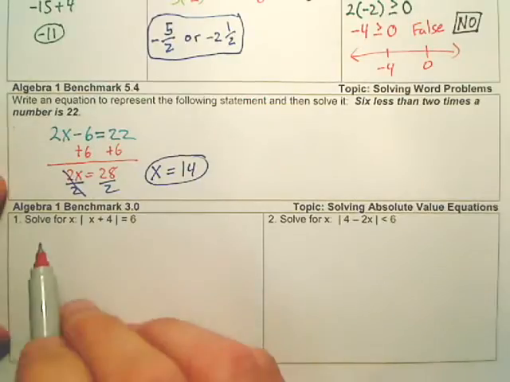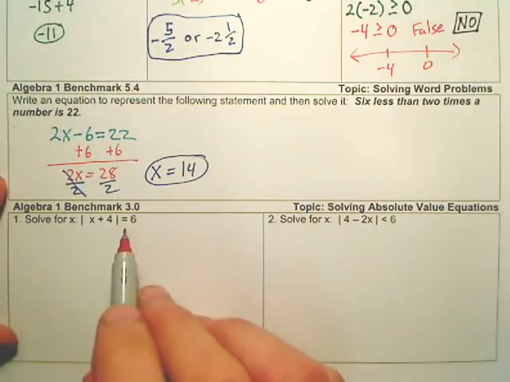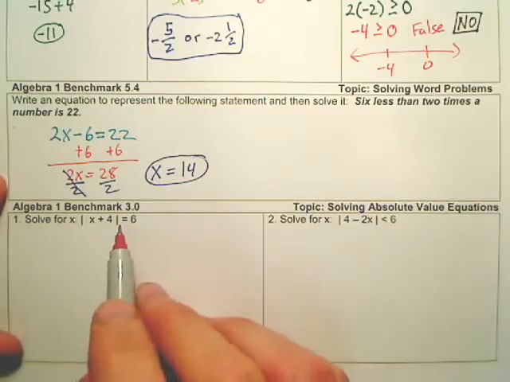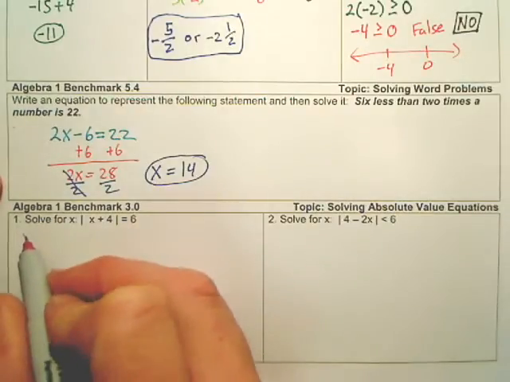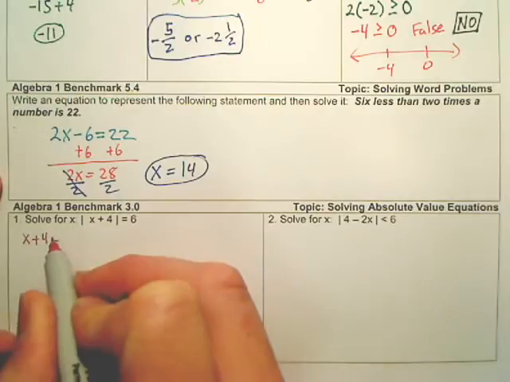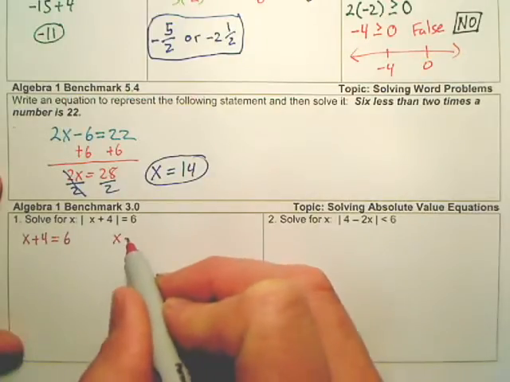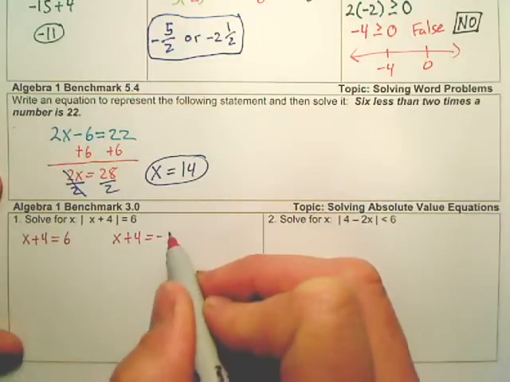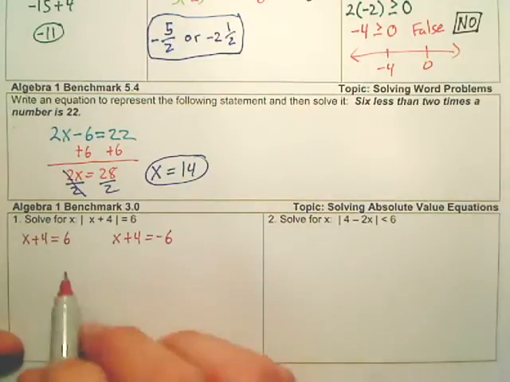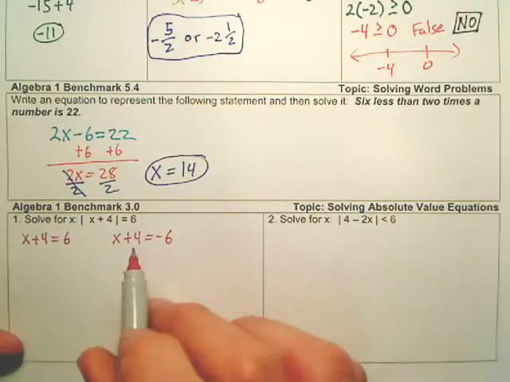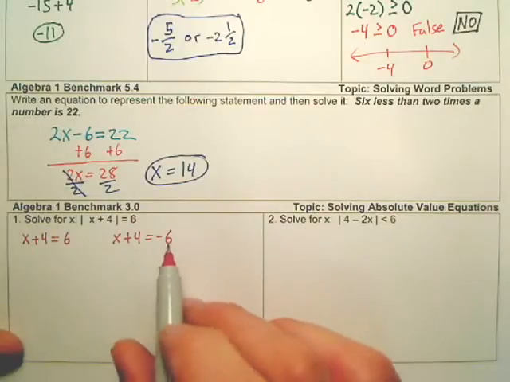Okay, I am going to solve this for x. Since it's an absolute value, you make two equations. The first equation is simply x plus 4 equals 6. The other equation is going to be x plus 4 equals negative 6. You make one normal, and you make one where you set the absolute value piece equal to a negative.